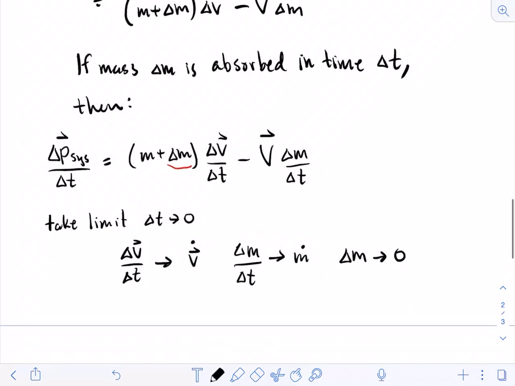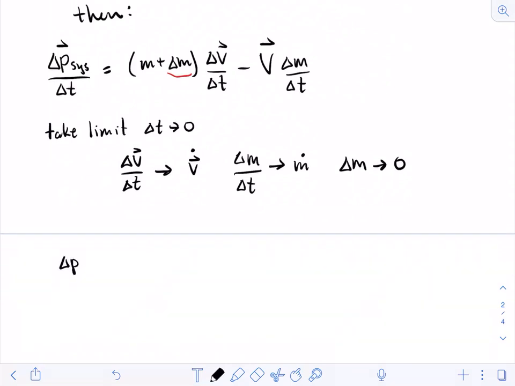The other thing that we'll notice is that we have the change in the system momentum divided by the time interval. If we take the limit that delta t goes to 0, this becomes the derivative of the system momentum with respect to time. But the time derivative of momentum is force, right? Think of what momentum is: mass times velocity. Then we take a derivative and get something like mass times acceleration, which is force. And so this is just equal to the net external force on our system.